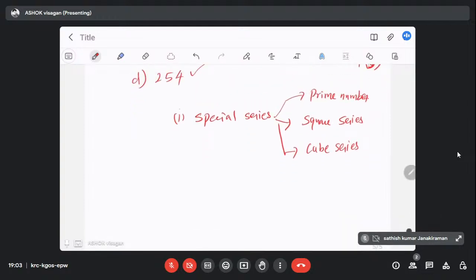I'm taking a number series: 1, 0, 2, 3, 3, 8, 4, 15, 5, 24, 6, 36. Can you tell me what is the next number in this? Very easy question. By this time, some of you may have got the answer. Can you tell me what the answer is? Can you guess it?